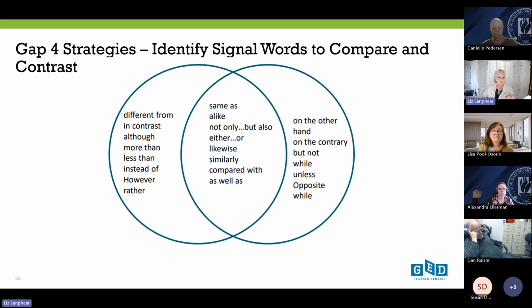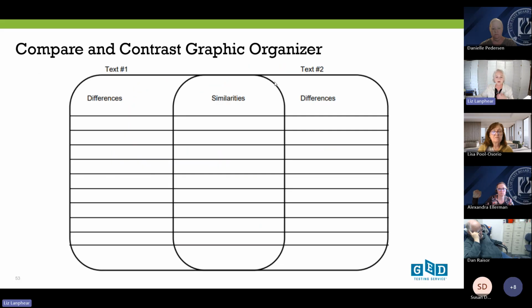So here are some graphic organizers that can help on those two. What is different in the contrast, same. And then on the other hand, for the two different articles, what are different, and then what's the same, that would pull that out. Compare and contrast graphic organizer: put in the differences and the similarities from text 1 and 2.